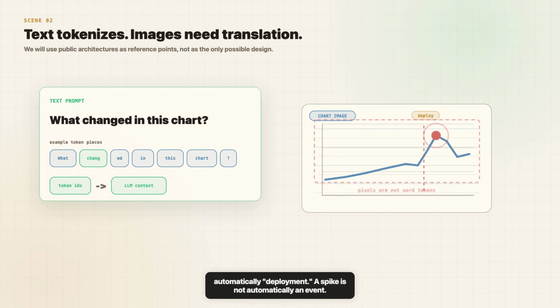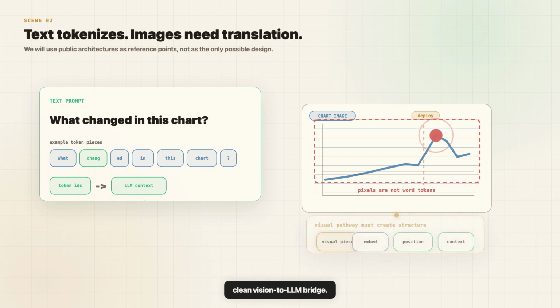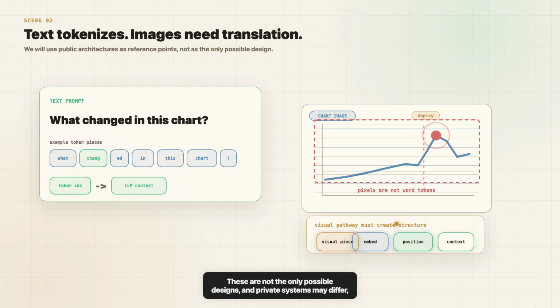For this video, we will use a few public openly described architectures as reference points: ViT for patches, CLIP for image-text alignment, and LLaVA, which we will call LLaVA, for a clean vision-to-LLM bridge. These are not the only possible designs, and private systems may differ, but they give us concrete mechanisms we can inspect.